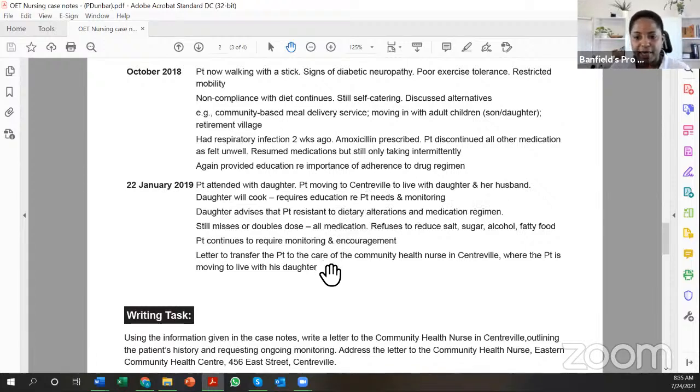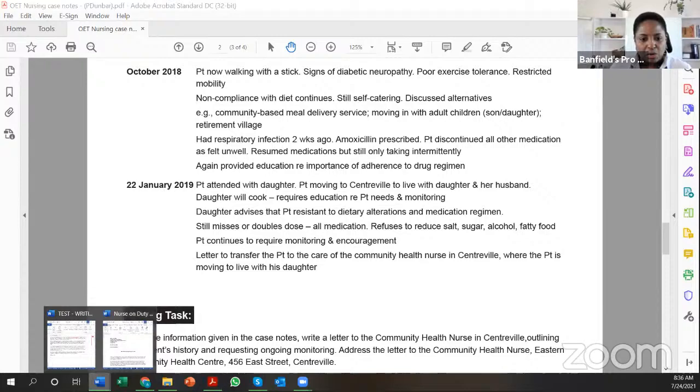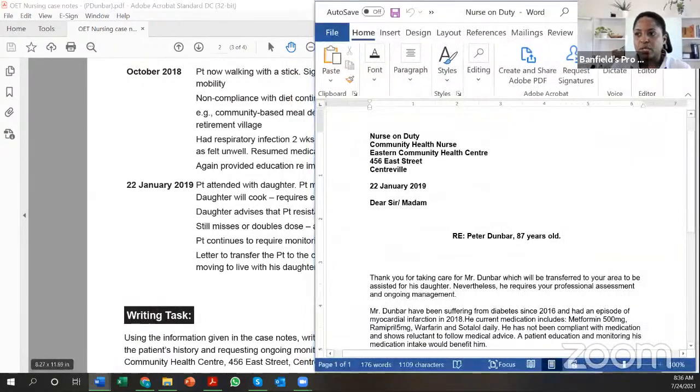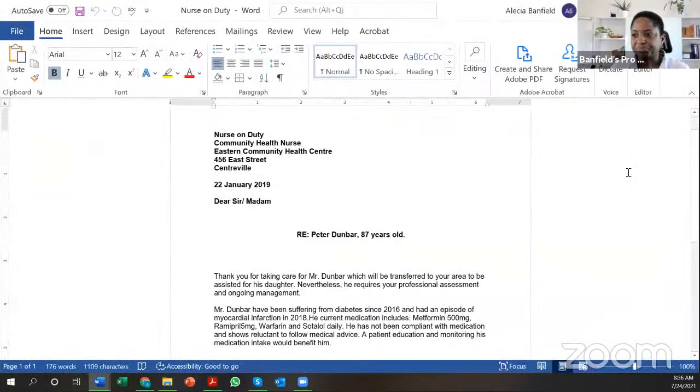Okay, his condition now, needing to live with his sister, which means moving house, which means the reader of your letter needs a quick synopsis of all the main issues with him. Okay, so on that score, let's now move on to our letter here.